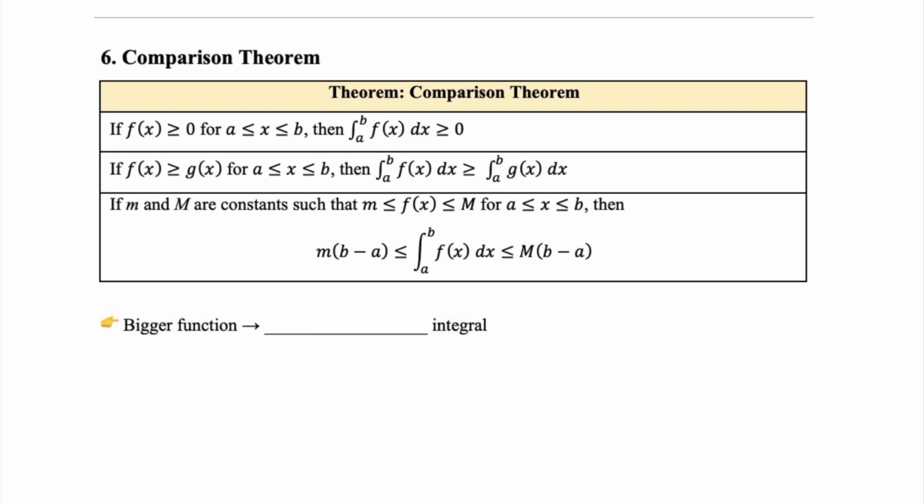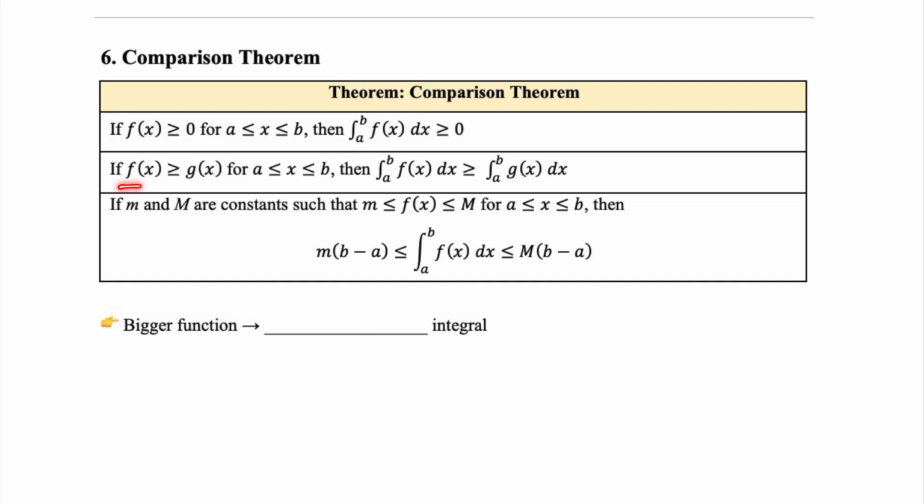Now, let's move on to the comparison theorem. This helps us understand how integrals compare based on the size of the functions. If f of x is greater than or equal to 0 on a closed interval from a to b, then the definite integral of f of x from a to b is greater than or equal to 0. If the graph is above the x-axis, the integral is non-negative.